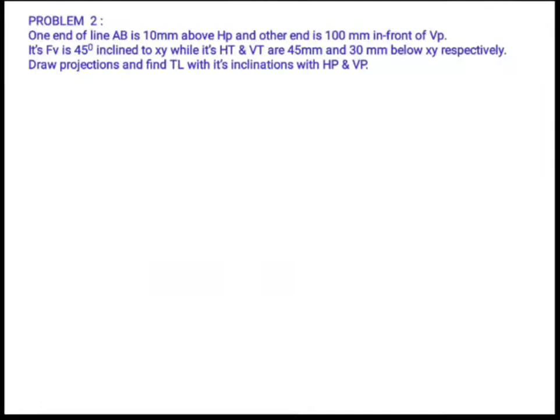Next problem. One end of a line AB is 10 mm above the horizontal plane and the other end is 100 mm in front of VP. Its front view is 45 degrees inclined to the XY line. Its horizontal trace and vertical trace are 45 mm and 30 mm below XY respectively. Draw the projections and find the true length and its inclinations with the horizontal plane and vertical plane.